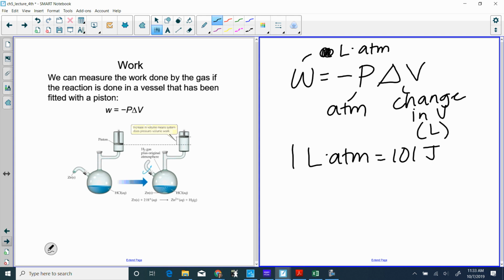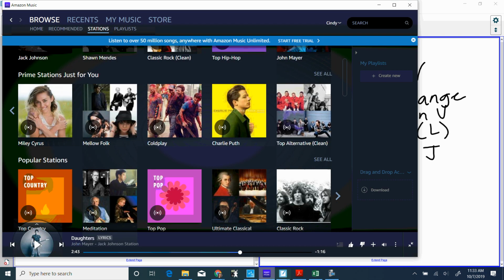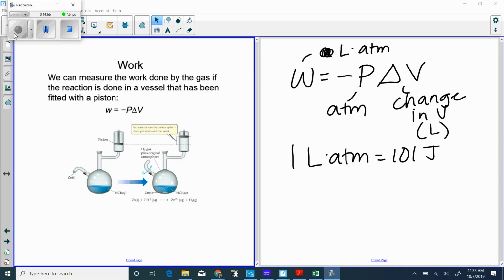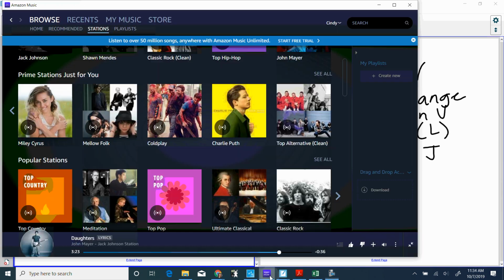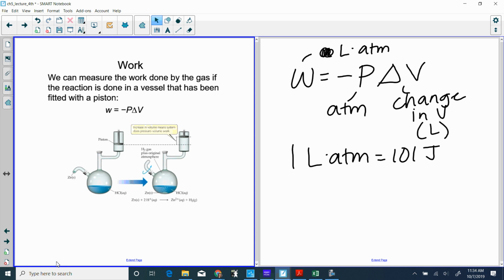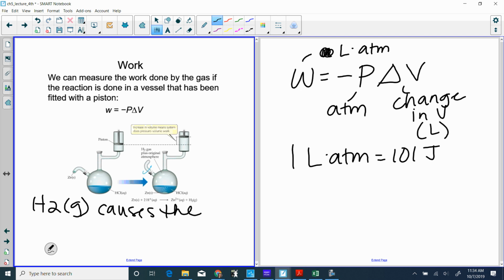Okay, when the music starts, talk to your battle buddy about how this picture is showing chemistry doing work. Right here. You got the last two. Let's write that though. The hydrogen gas. That's how nuclear energy is supposed to work. No, it's the steam. It's the steam. Yeah. Causes the piston.